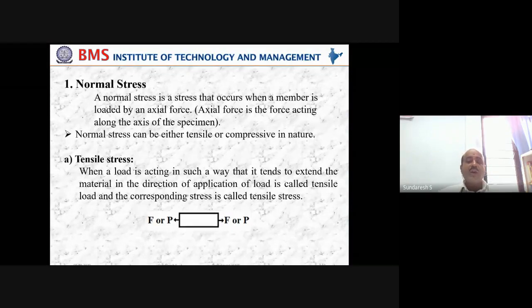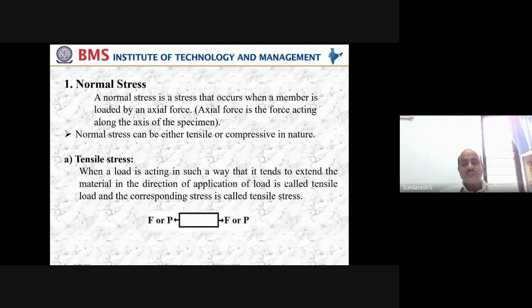Under such loading, the stresses induced within a member, we call a tensile stress. Tensile stress is induced when a body is subjected to a tensile load. In the sense, a load acting in such a way that it tends to extend the material in the direction of the application of the load is called a tensile load, and the corresponding stress is called a tensile stress. Got it? So understanding a tensile load is very important.